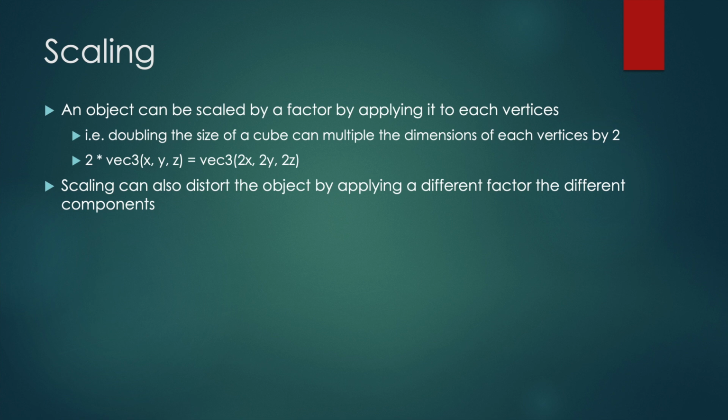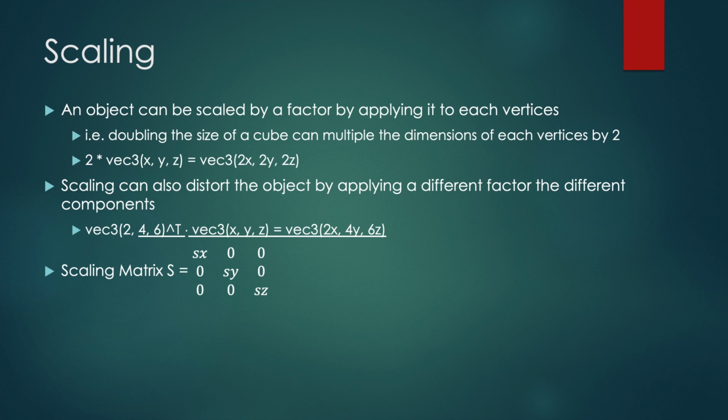A scaling matrix can also distort the object by scaling the three dimensions differently. For example, a vector of scaling coefficients can be applied for the x, y, and z components, and an element-wise multiplication can produce a different coefficient for the three components. We can implement this operation as a transformation matrix like this. It resembles an identity matrix with the 3 ones on the diagonal scaled by the x, y, and z scaling factors.